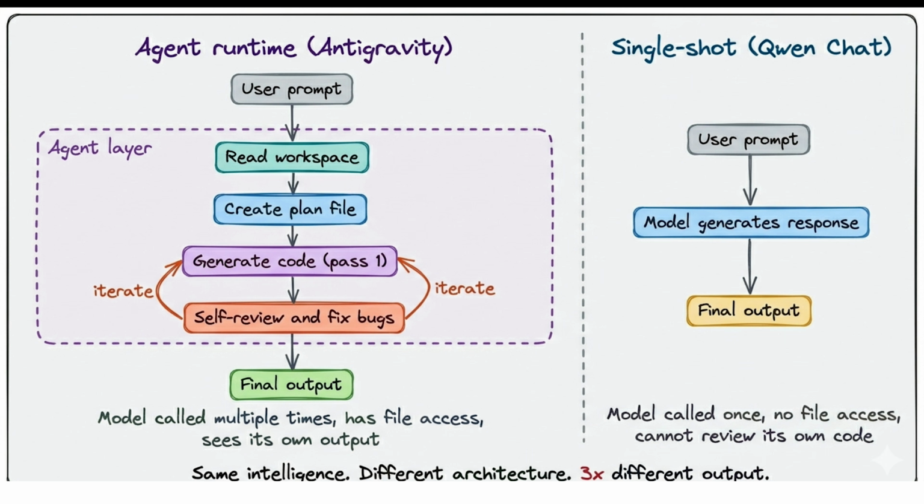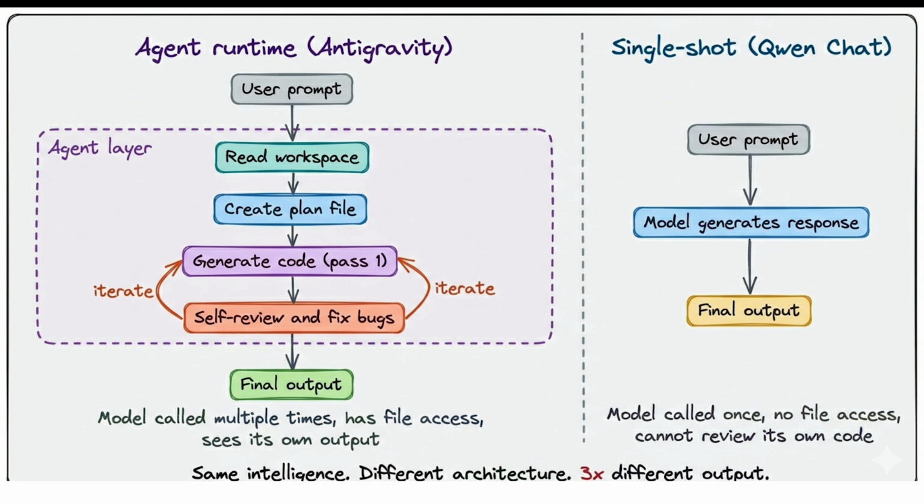Qwen 3.7 Max scores within 1 point of Opus 4.7 on the Artificial Analysis Intelligence Index. The difference is the workflow. Antigravity doesn't just call the model once, it plans the architecture, asks for your approval, generates the code, reviews its own output, finds bugs, fixes them, and optimizes. That iteration loop is why you get production level output from a single prompt. Qwen runs one pass, one shot, no planning, no self review. Strong model, but without the agent layer, you get a simpler result.